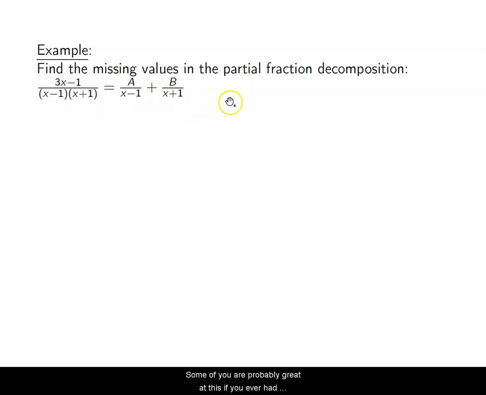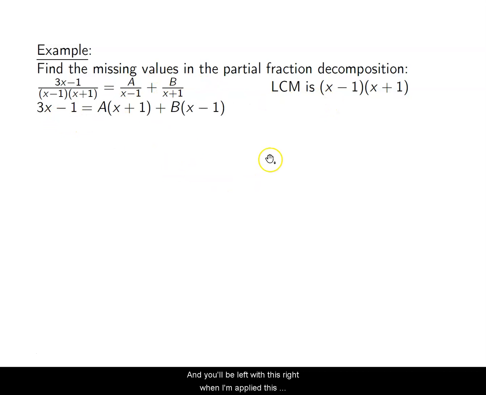okay? Some of you are probably great at this. If you ever had me before, we do that a lot in my algebra courses. So it's the same thing. We want to clear these denominators, right? The LCM here is x minus 1, x plus 1. So I multiply this by that, and I multiply this by this value as well. Things will cancel out, and you'll be left with this, right?